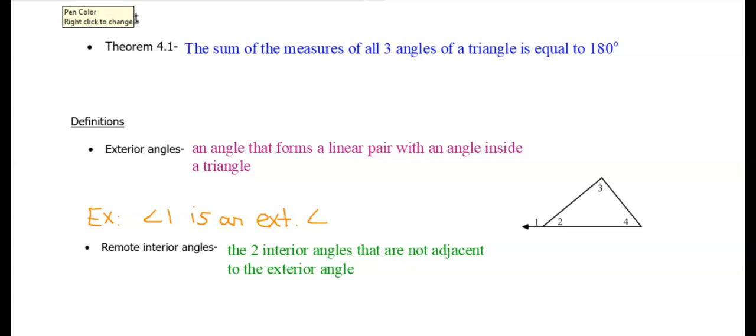So as I mentioned earlier, 2, 3, and 4 are all interior angles, but remote means far away. So we're going to say 3 and 4 are going to be the remote interior angles to angle 1 because they are not adjacent to angle 1. So I'm going to say, example, angle 3 and 4 are remote interior angles.